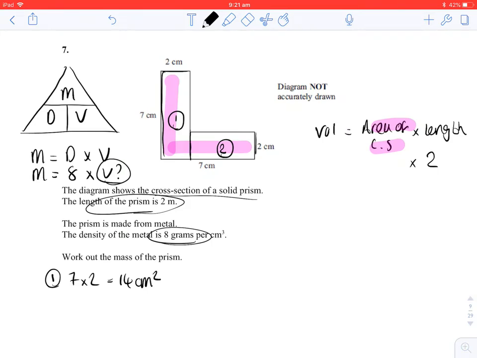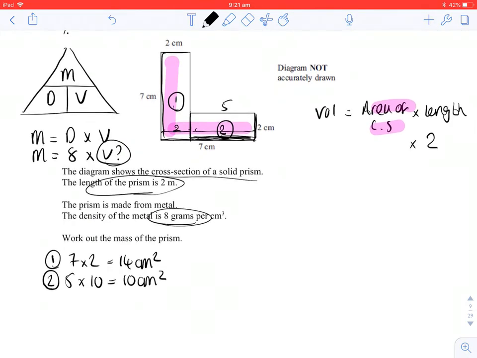Now the area of 2, I know that this length is 2, and I know the whole thing is 7, but I don't have the whole thing. I've got just this part here, which I'm not sure about. But what I do know is that this bit is 2. So if the whole thing is 7 and that part is 2, this length here must be 5. So the area of 2 is going to be 5 times 2, which is 10 centimeters squared. So 14 add 10 is 24 centimeters squared, and that is the area of the cross-section.